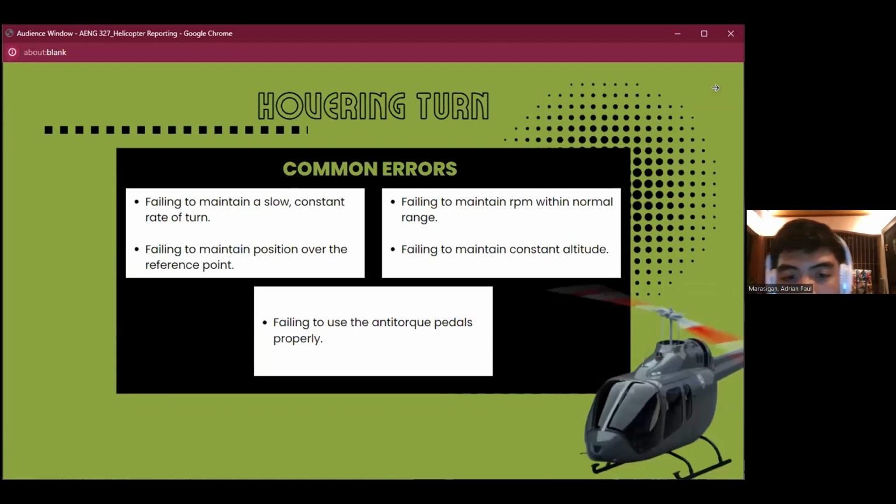Some common errors when performing a hovering turn include the following: failing to maintain a slow, constant rate of turn. The next one is failing to maintain position over the reference point. Next is failing to maintain RPM within normal range. The fourth one is failing to maintain constant altitude. And the last common error for the hovering turn is failing to use anti-torque pedals properly. Next slide.